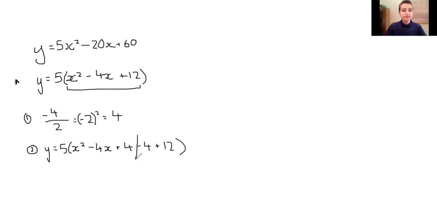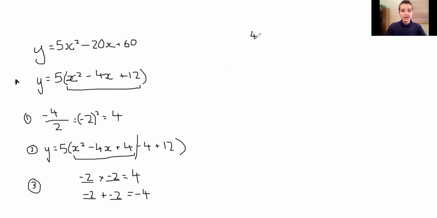So then we're going to split it into two parts, and this is the bit we're going to factorize here. So we need two numbers that multiply to equal positive 4 and add to equal negative 4, which would be the number minus 2. Minus 2 times minus 2 is 4, and minus 2 plus minus 2 is minus 4. So that was step 3.